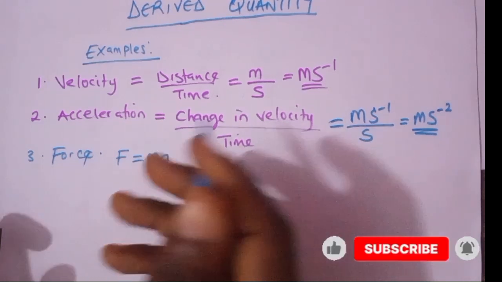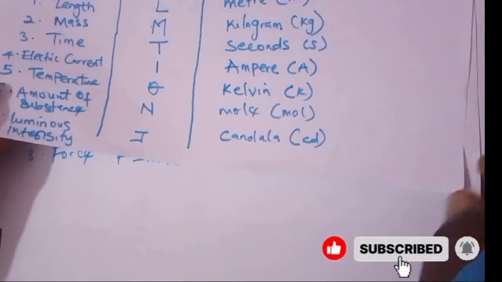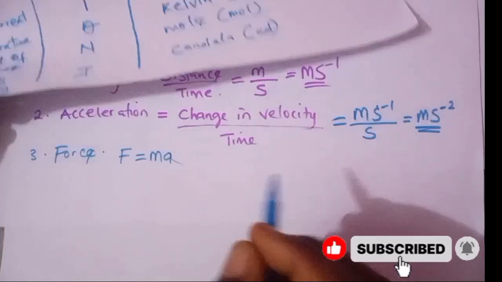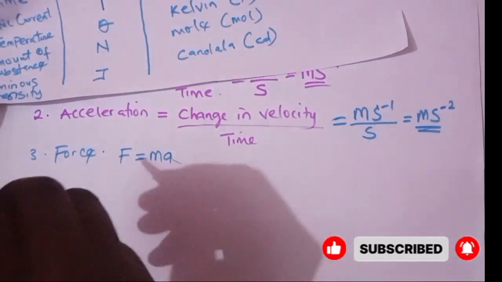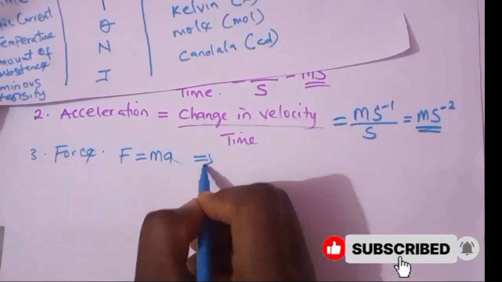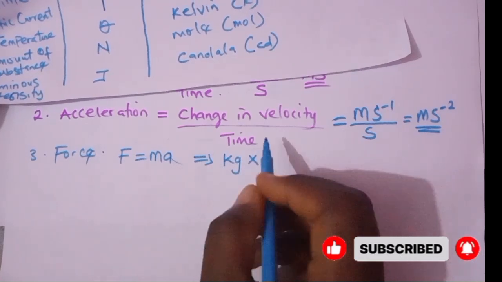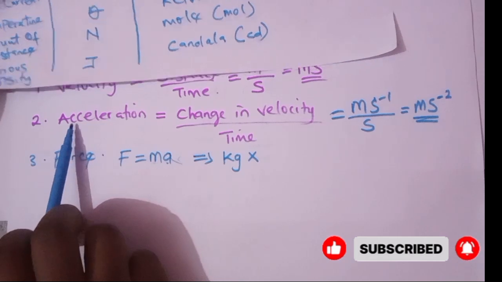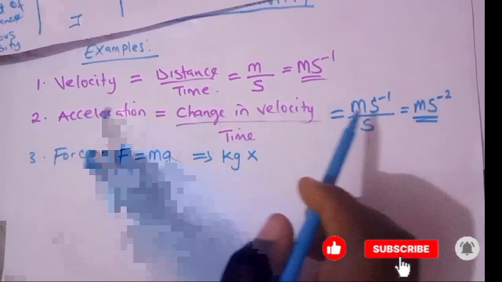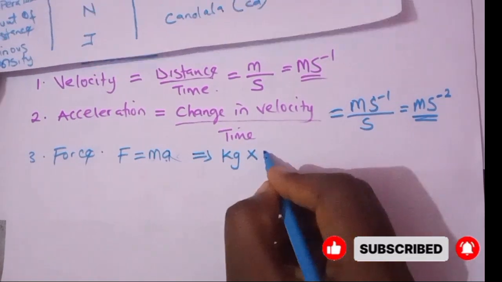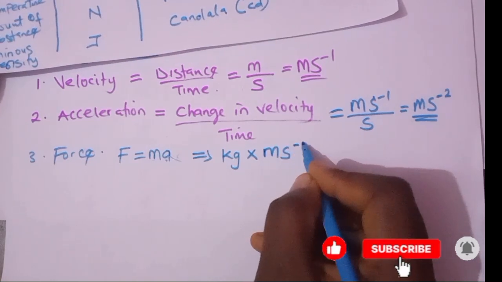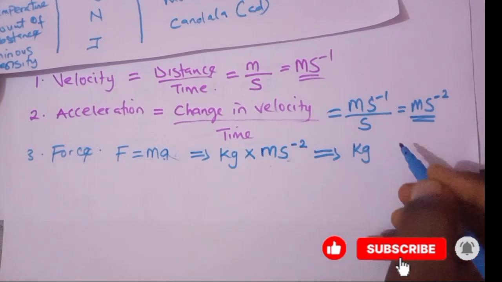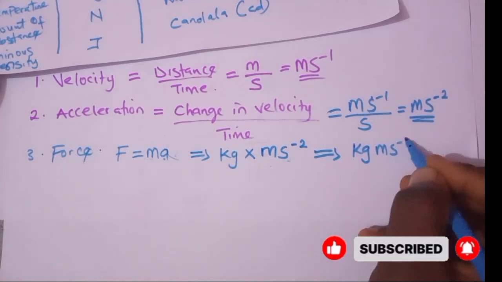So from our fundamental quantity, what is the SI unit for mass? SI unit for mass is kilogram. So we say we have kilogram multiplied by acceleration. We have gotten our acceleration, look at the second example. We have gotten acceleration, so we multiply it through meter per second square, which will give us kilogram meter per second square.